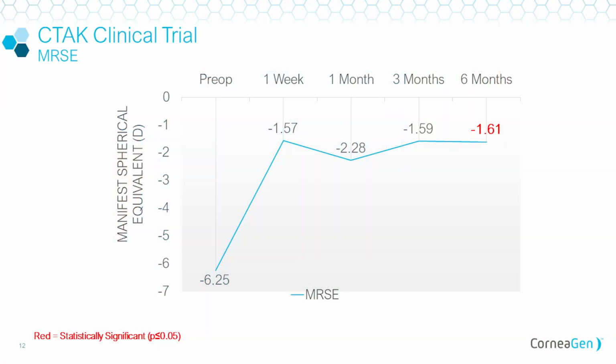Another thing that we saw, which again is unlike anything that we had seen in the past, is an actual improvement in the spherical equivalent. So these patients on average had a spherical equivalent of just over -6.25, and they had about a 5 diopter improvement in their spherical equivalent in glasses.